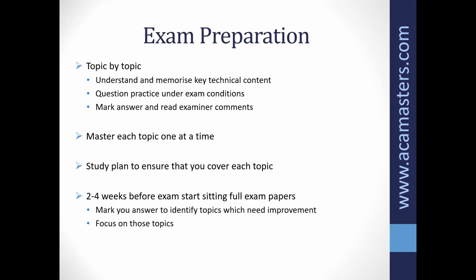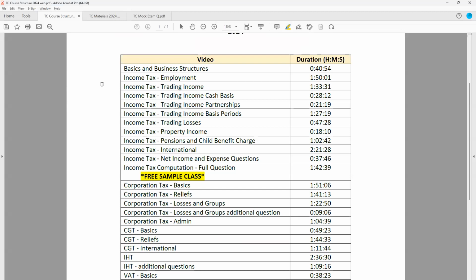So firstly, we focus on exam preparation, so what you should be doing in the build-up to your TC exam. You firstly need to break TC down by topic. TC is a very big syllabus, and there is a lot of detail for each individual tax. If you were to try and tackle income tax altogether, you would almost certainly become overwhelmed by the volume of content. So therefore, it's important to break it down into smaller topics.